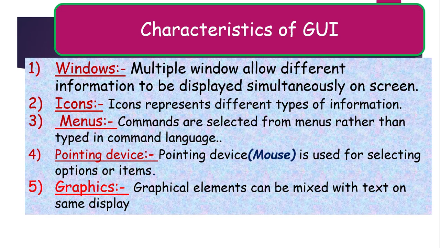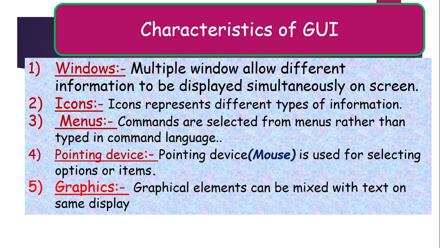So the next topic is characteristics of GUI. The first point is windows. Multiple windows allow different information to be displayed simultaneously on the screen. Simultaneously means at the same time. So in a graphical user interface, multiple windows can show different types of information at the same time on the screen.